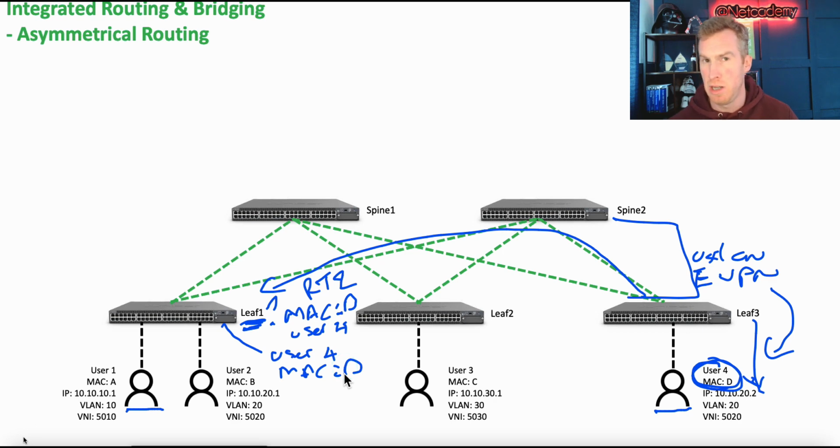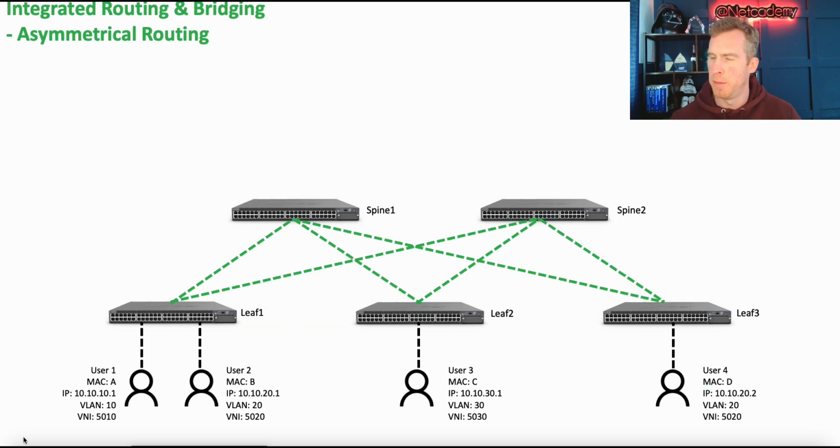It sees it locally. And within that MAC address D, this is also assigned to VNI 5020 with VLAN 20 as well. And my writing is getting worse and worse as I keep doing these videos. But it sees and learns that user as locally connected. But obviously in reality, it's not. User 4 is connected to leaf 3 and user 1 is connected to leaf 1.